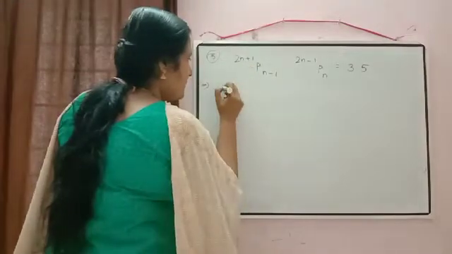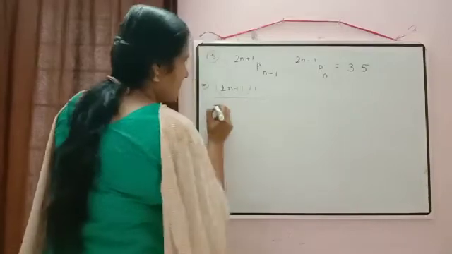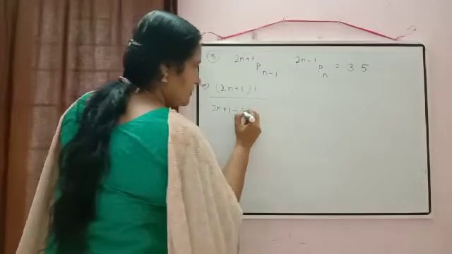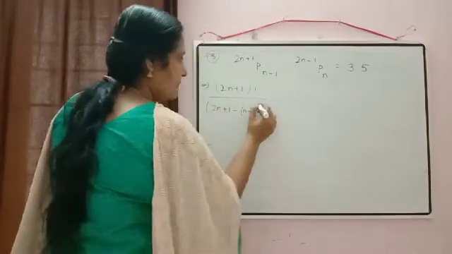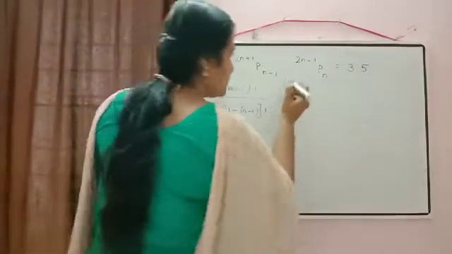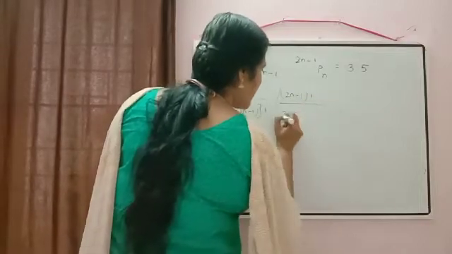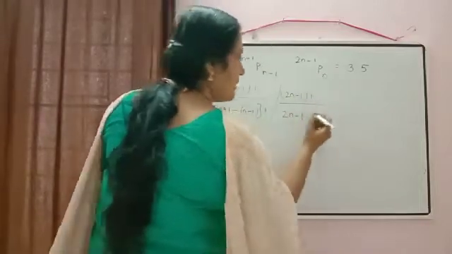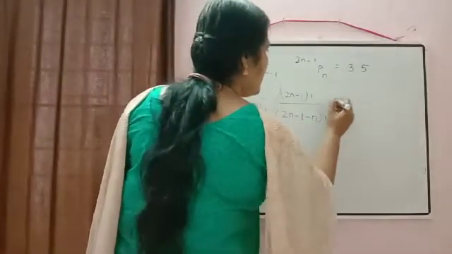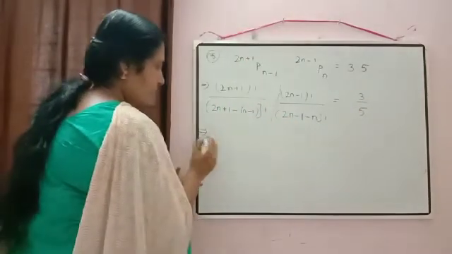Now again we will use the formula. (2n+1)P(n-1) will be equal to (2n+1) factorial by (2n+1 minus (n-1)) factorial. Since two expressions are there, put the bracket. "Is to" means divided by, they are in the ratio. Here also it will come (2n-1) factorial by (2n-1-n) factorial. Since only one expression is there, the bracket is not required. That is equal to 3 by 5, they are in the ratio 3 is to 5.